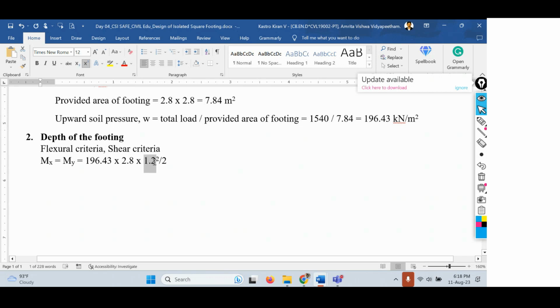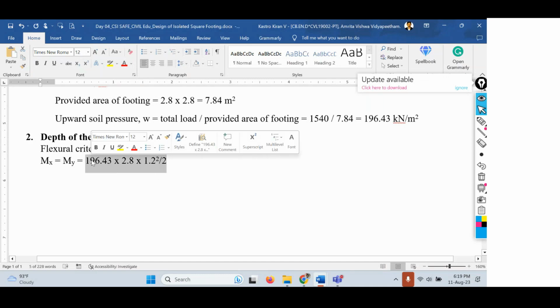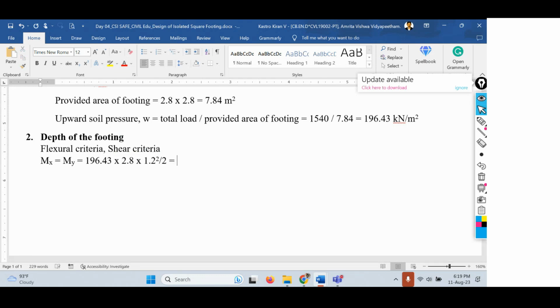So we have already discussed how this 1.2 is coming. So why am I making it as 1.2 square? It is because we have the value along the left side and we also have the value along the right side. So 1.2 square. So you can simply call it as WL square by 2. If you keep it in terms of structural analysis concept, this formula will become WL square by 2. That's the formula. So if you solve this equation, you're going to get the moment value along x and y directions as 396 kilonewton meter. Okay, 396 kilonewton meter.